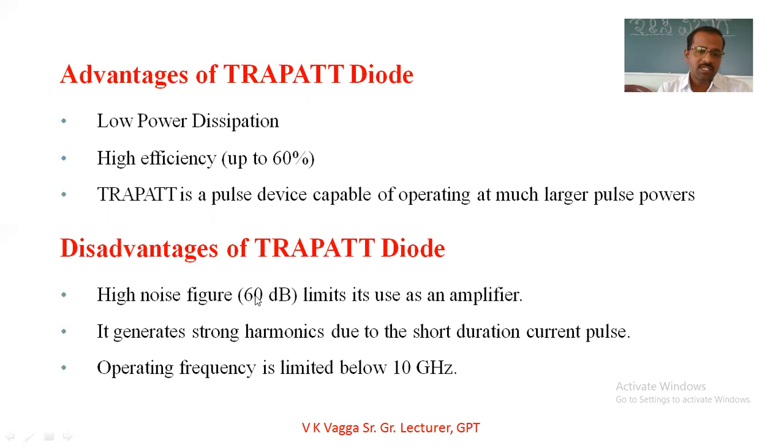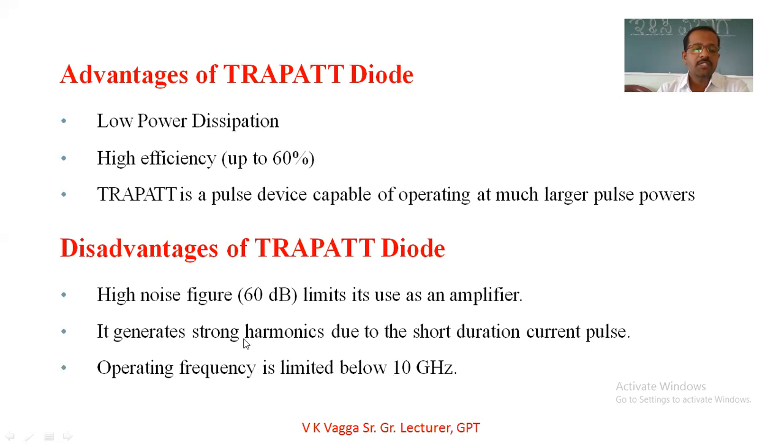If you take the disadvantages, the high noise figure of 60 dB limits its use as an amplifier. Okay, it limits the amplification factor up to 60 dB. And if it exceeds 60 dB, along with the signal it also amplifies the noise. So the high noise figure, if it crosses 60 dB in an amplification.